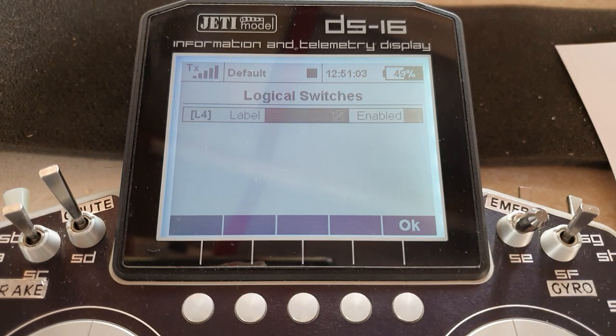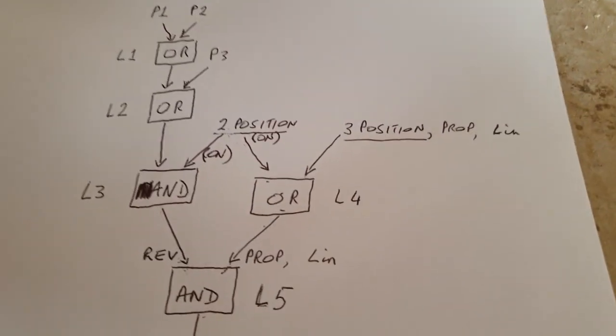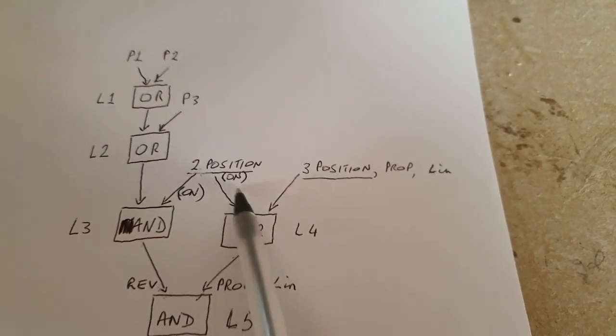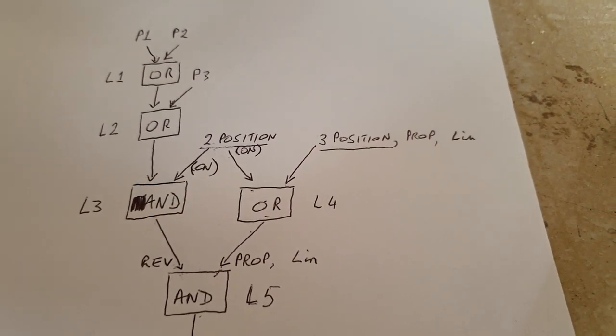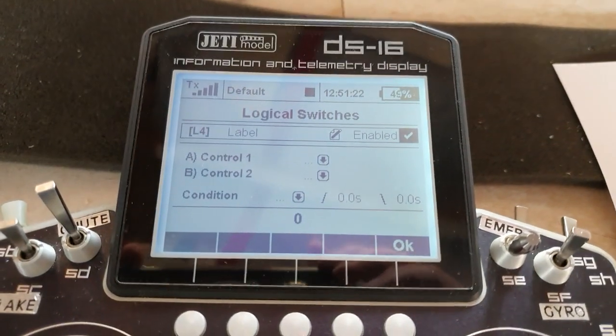Next, Logic Switch 4. We'll just jump back and have a look at it here. It's that one. It's that OR switch. Again, with the 2-position switch assigned to on and using our 3-position switch, proportional linear. So let's have a look at how we do that.